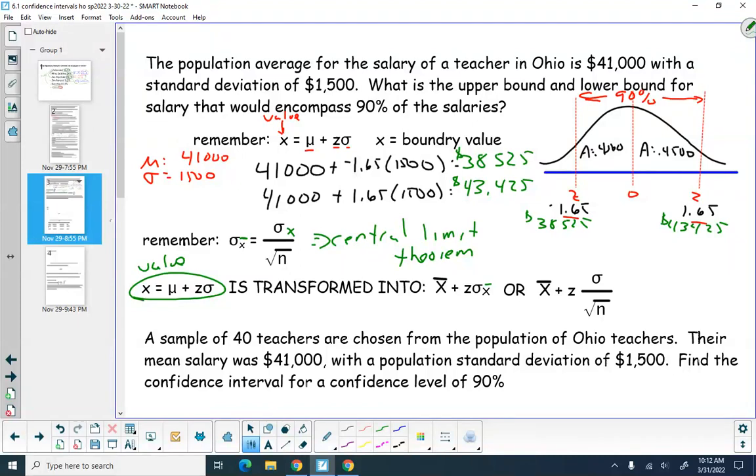Rather than dealing with the population mean, we're going to look at the sample mean. We still have our standard deviation here, but now we have sigma, our standard deviation for our sample means, which will then transform into this value right here. So when you're talking about a sample of size n, we can transform that into x bar plus our z value times the standard deviation divided by the square root of n.